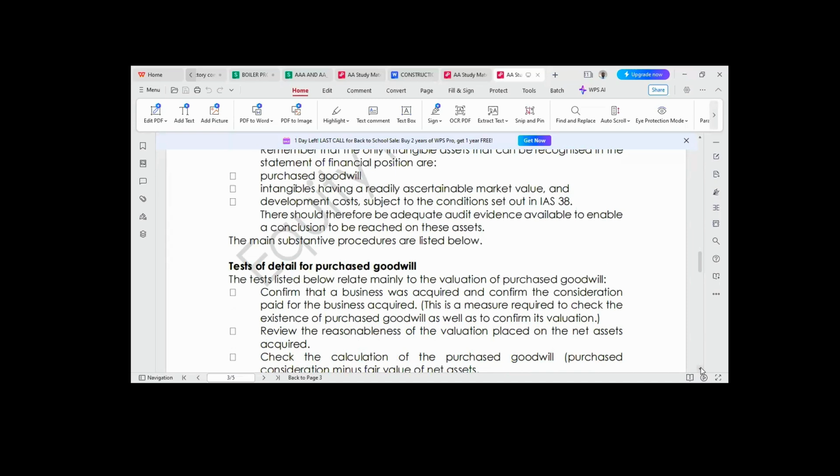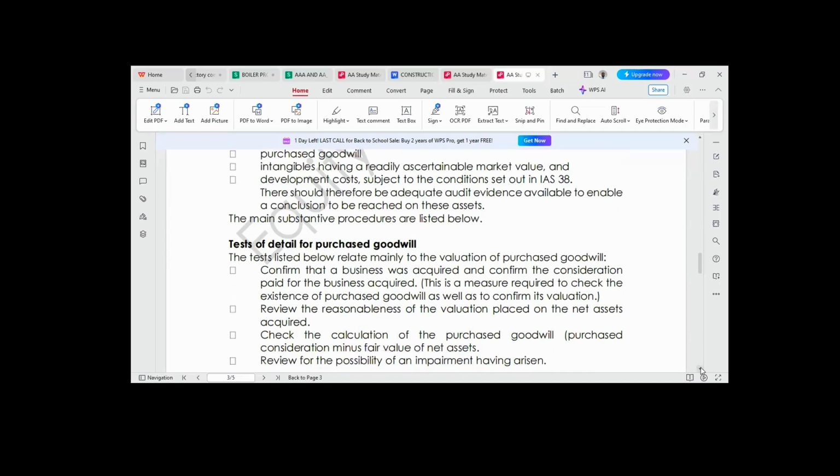All right. The next one, the auditor will check the calculation of the purchase goodwill, purchase consideration minus the value of the net assets. You know that your goodwill, you will check it to be sure that the calculation of the purchase goodwill, because like I said, if the purchase consideration is not properly calculated, it can also affect the purchase goodwill.